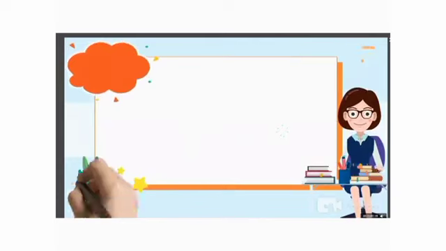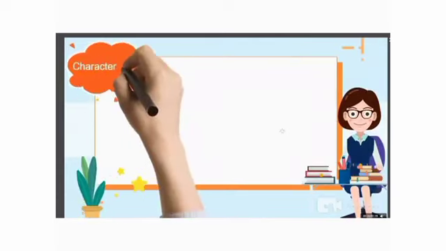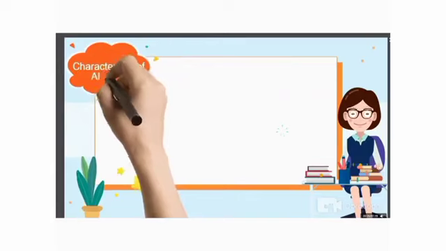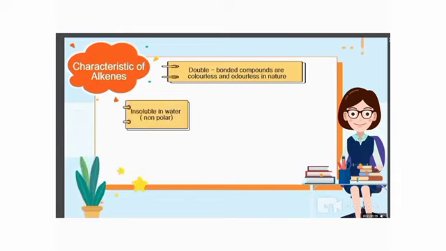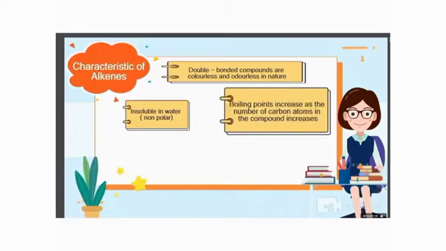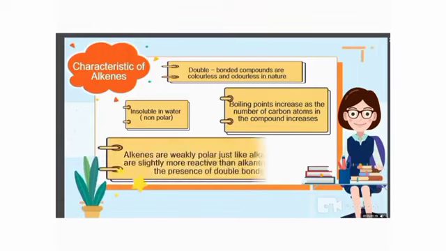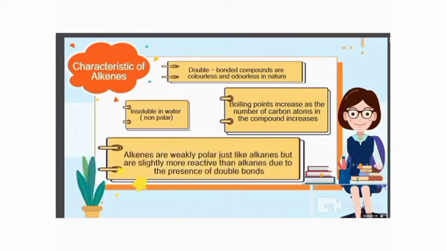Now, we're gonna study the characteristics of alkenes. Alkenes are double bond compounds and are colorless and also odorless in nature. Alkenes are insoluble in water, or we can call them nonpolar compounds. And the boiling point increases as the number of carbon atoms in the compound increases. Alkenes are weakly polar just like alkanes but are slightly more reactive than alkanes due to the presence of double bonds.